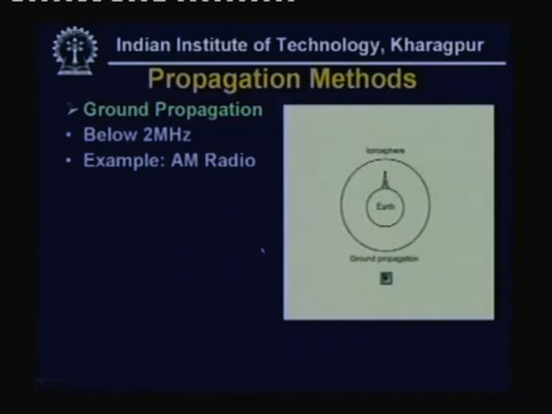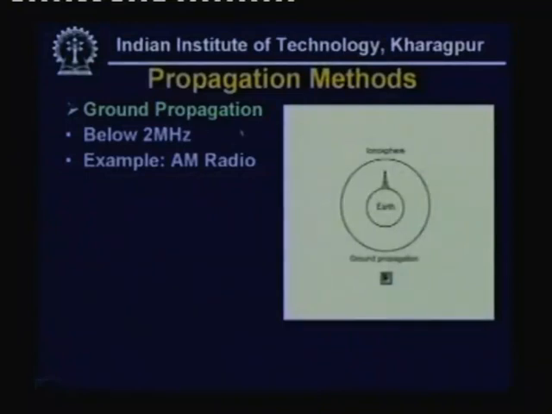Now let us discuss the various propagation methods, the methods by which communication takes place in the air. First one is known as ground propagation. Ground propagation will take place below 2 megahertz. So we have seen that this ground propagation is possible below 2 megahertz, and in this particular case the communication takes place with the help of ground signals.